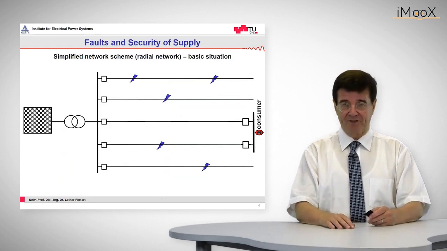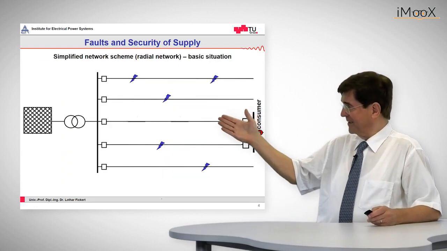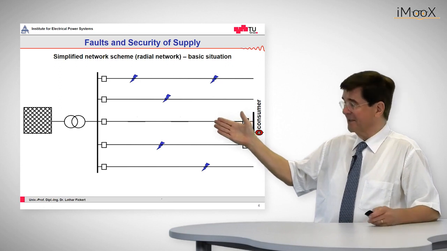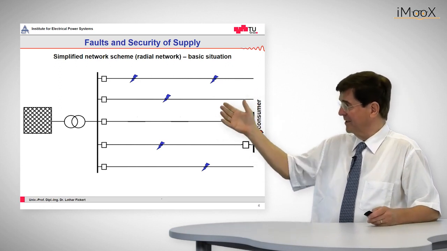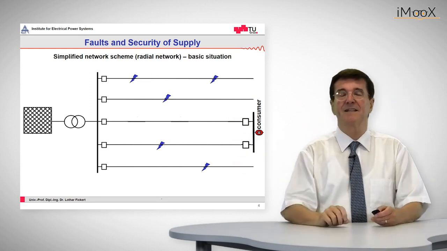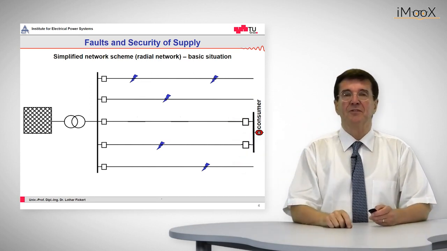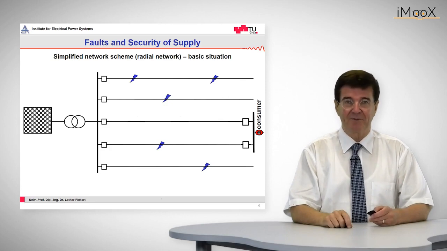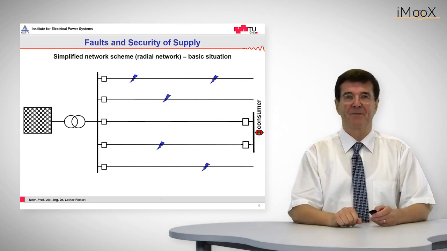So what is a ring structure? A ring structure can be seen to my right side. It consists, as in a normal grid, of the feeding source. This is a transformer on the feeding busbar, and then we have two lines that go in parallel to the consumer's busbar, which is located at the right side.